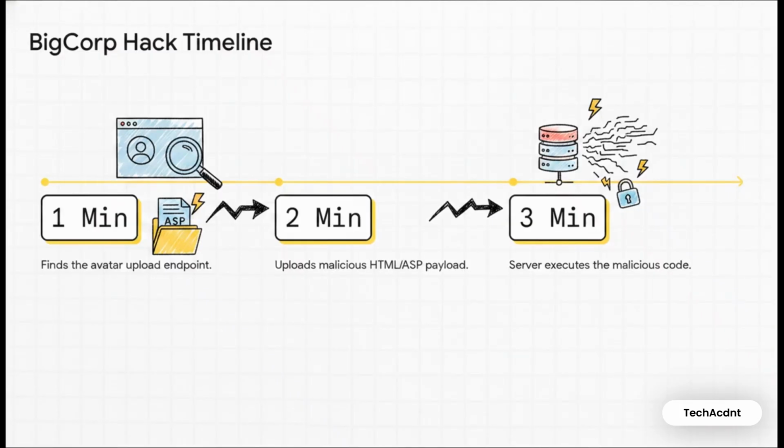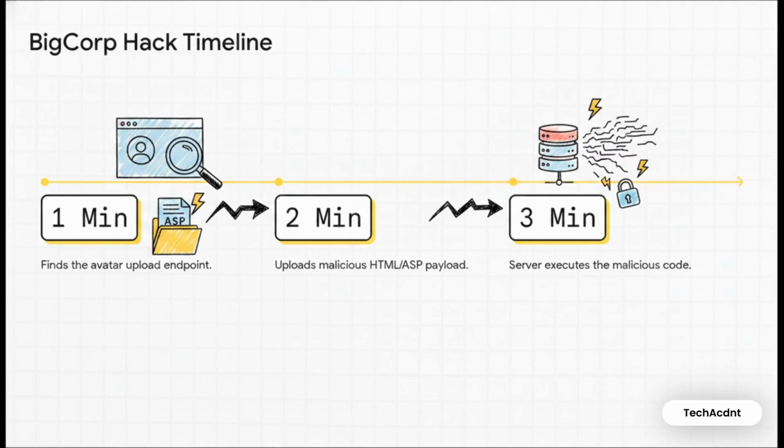Picture this. We've got an attacker. Let's call her Rachel, and she decides to poke around Big Corp's web app. It takes her literally 1 minute to find this super innocent-looking profile avatar upload endpoint. In minute 2, she realizes the system isn't really validating files securely. So what does she do? She uploads a malicious active server page, an ASP script, instead of an image file.